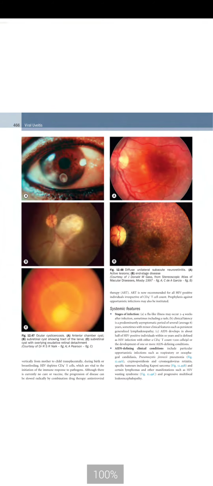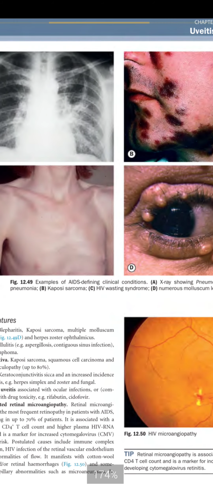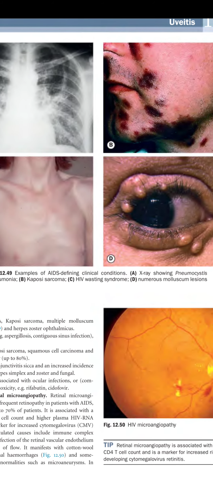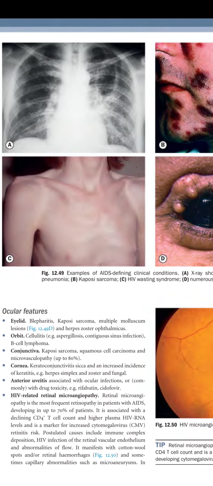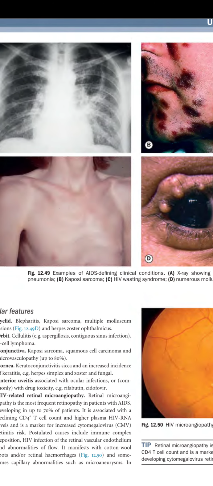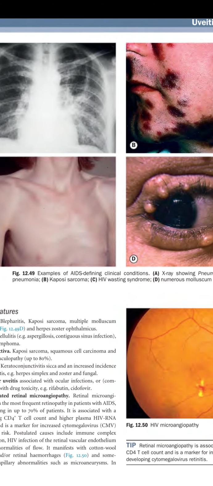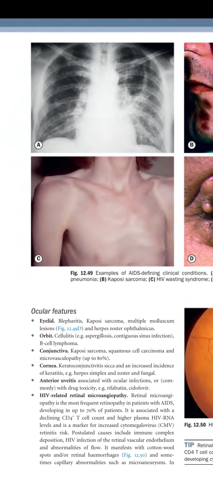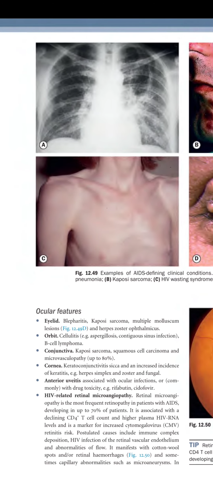So let's see, figure 12.4 is showing examples of AIDS defining conditions. A is showing an X-ray showing pneumocystis pneumonia. B is showing Kaposi sarcoma. C is showing HIV wasting syndrome. D is showing numerous molluscum lesions.